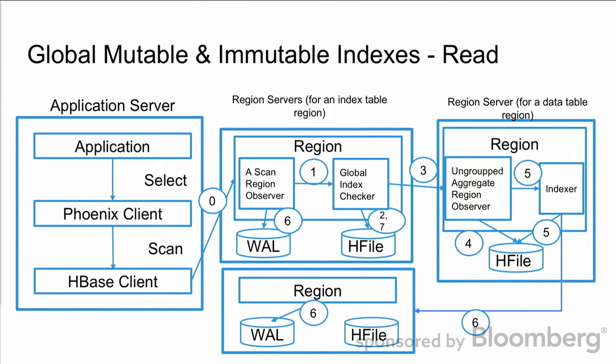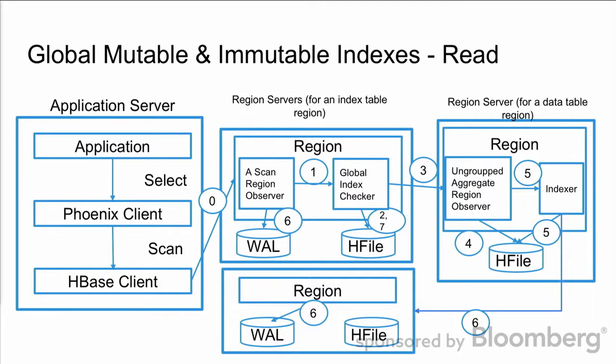How about the read path? How do we scan from an index or read from an index? Let's say I have a select statement coming to an index, and the Phoenix client translates it into a scan, and it goes to the index table region, because for indexes we always read from indexes. The scan region observer in the region server interferes, and we have a new coprocessor added, the global index checker. Global index checker looks at the verified flag.